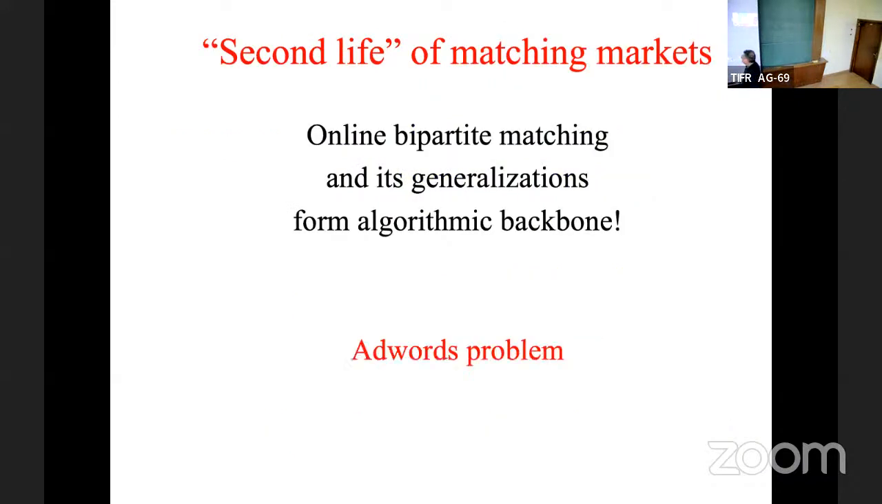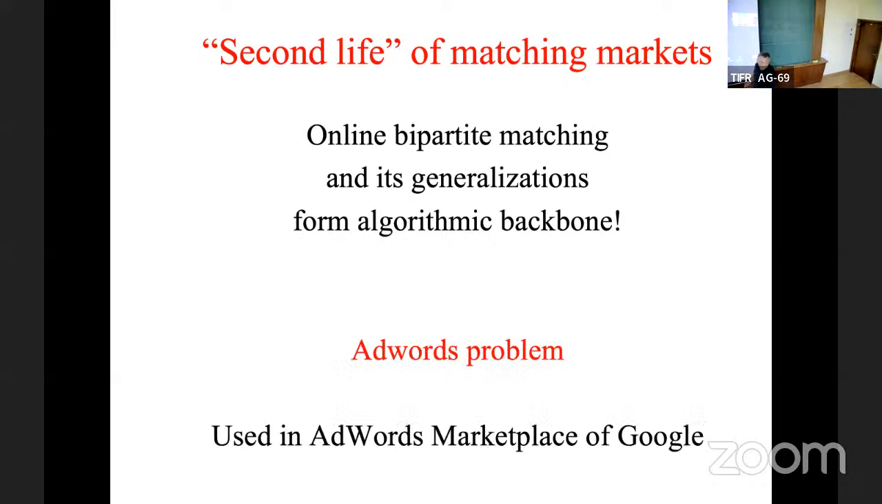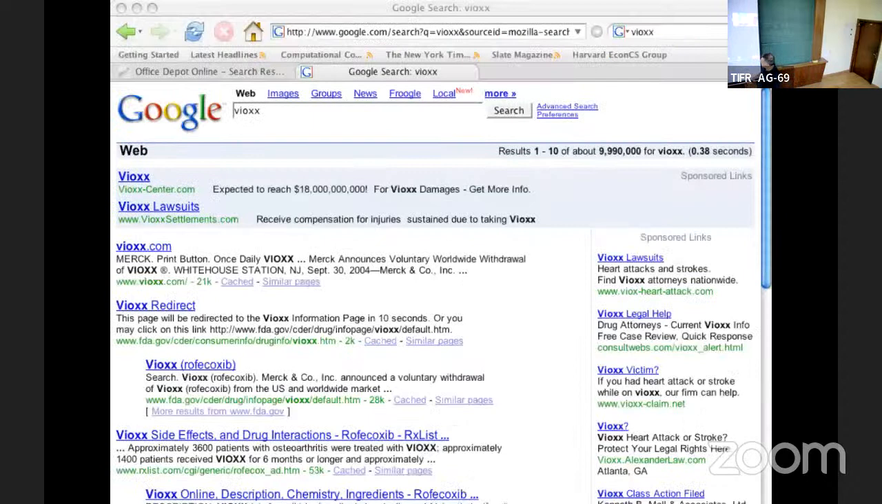I'm going to talk about Adwords next for the 15 minutes more that I have. And that is used in the Adwords marketplace of Google. I don't know how many of you have heard of this, but here's what it looks like. So when somebody types a keyword like Vioxx, or you might search for books or songs or CDs or pizza or food, you get some search results that are relevant to this keyword, and you also get ads.